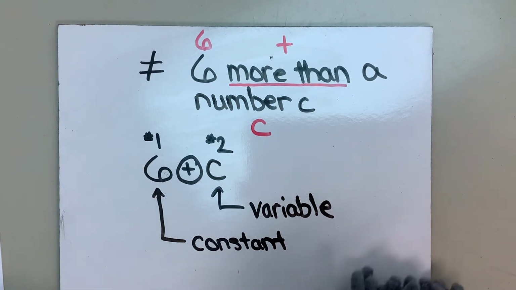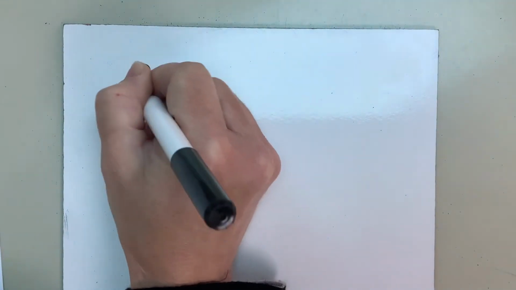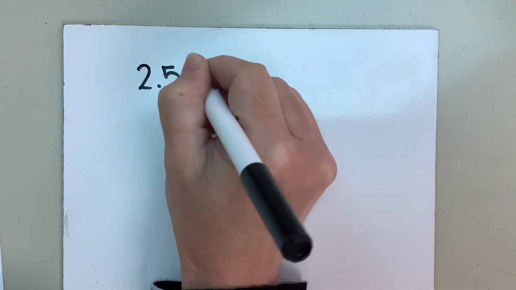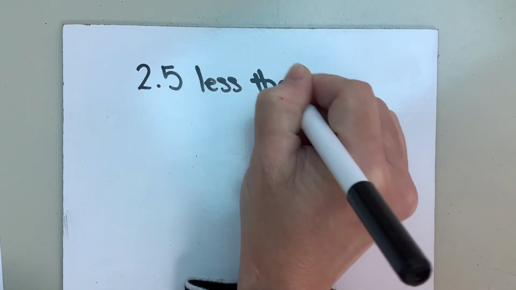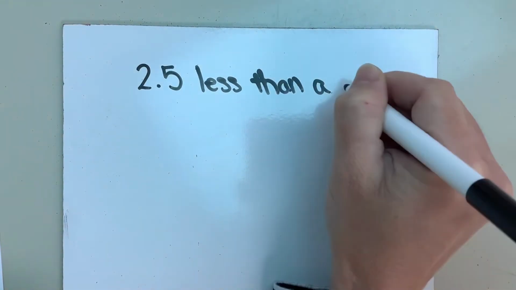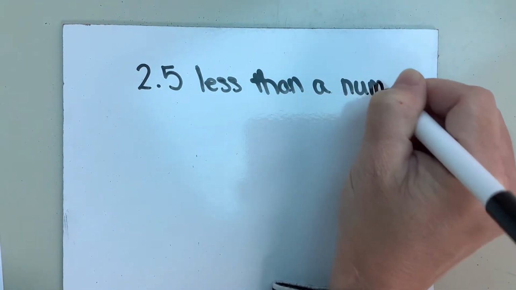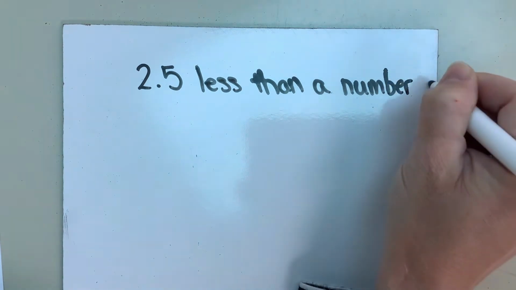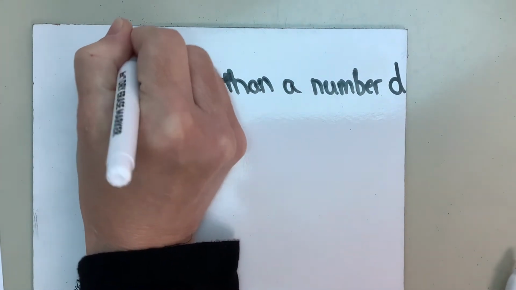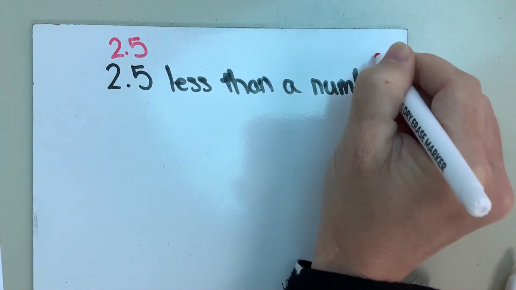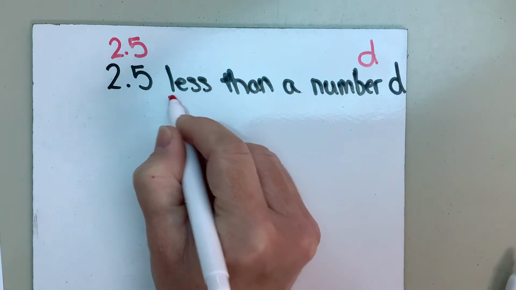All right. Another one that we dealt with, and this is important, 2.5, 2 5/10 less than a number, D. And I'm running out of room. Okay. So again, we have this 2.5. We have a number D, and we have less than.